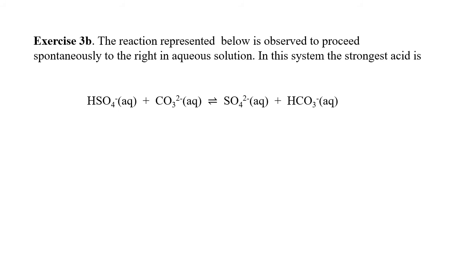The last problem here, dealing with this concept, just deals with a little bit of terminology that you may not be familiar with that I would like to explain. It says the reaction represented below is observed to proceed spontaneously to the right in an aqueous solution. In this system, the strongest acid is, well, let's identify it. The fact that it says that the reaction proceeds spontaneously to the right tells me that the products are favored. Spontaneously to the right means products favored.